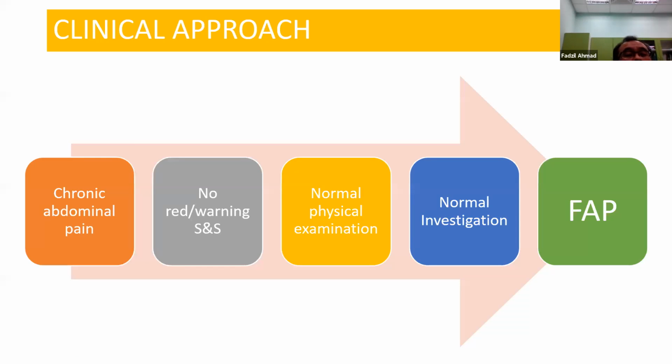Okay, next. So how we want to approach patients with functional abdominal pain syndromes is first from the history itself, they complain of chronic abdominal pain, and then make sure there are no red or warning signs and symptoms. For the physical examination, it is usually normal except for generalized tenderness at the abdomen. For the investigation, usually the result will be normal. So from that, functional abdominal pain can be made. Okay, next.